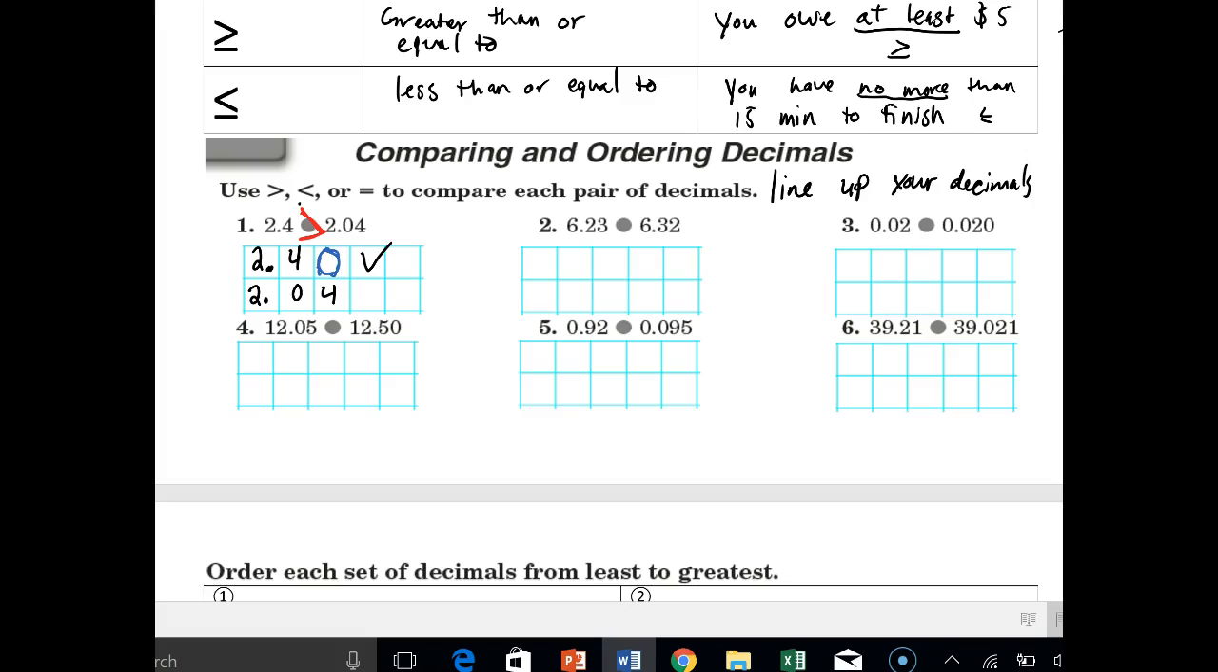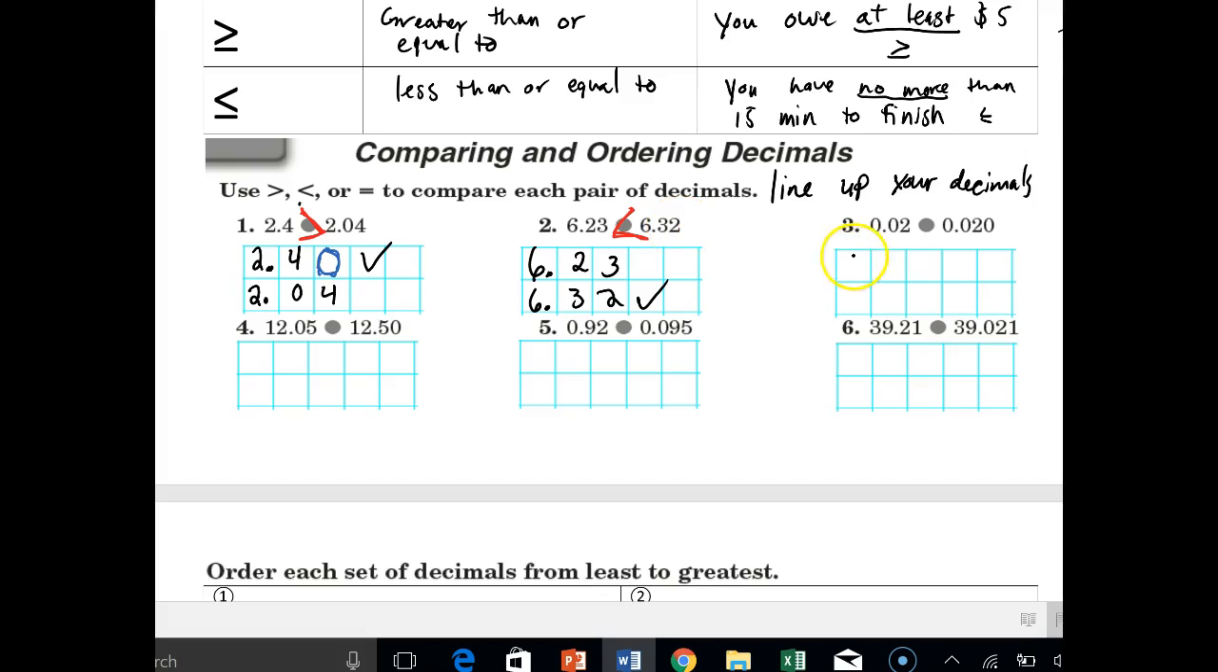Let's take a look at number 2. We have 6.23 compared to 6.32. We don't have to fill in any empty spaces here. They all line up equally. So 623 versus 632. Obviously, 632 is the bigger one. So we'll say 6.23 is less than 6.32.